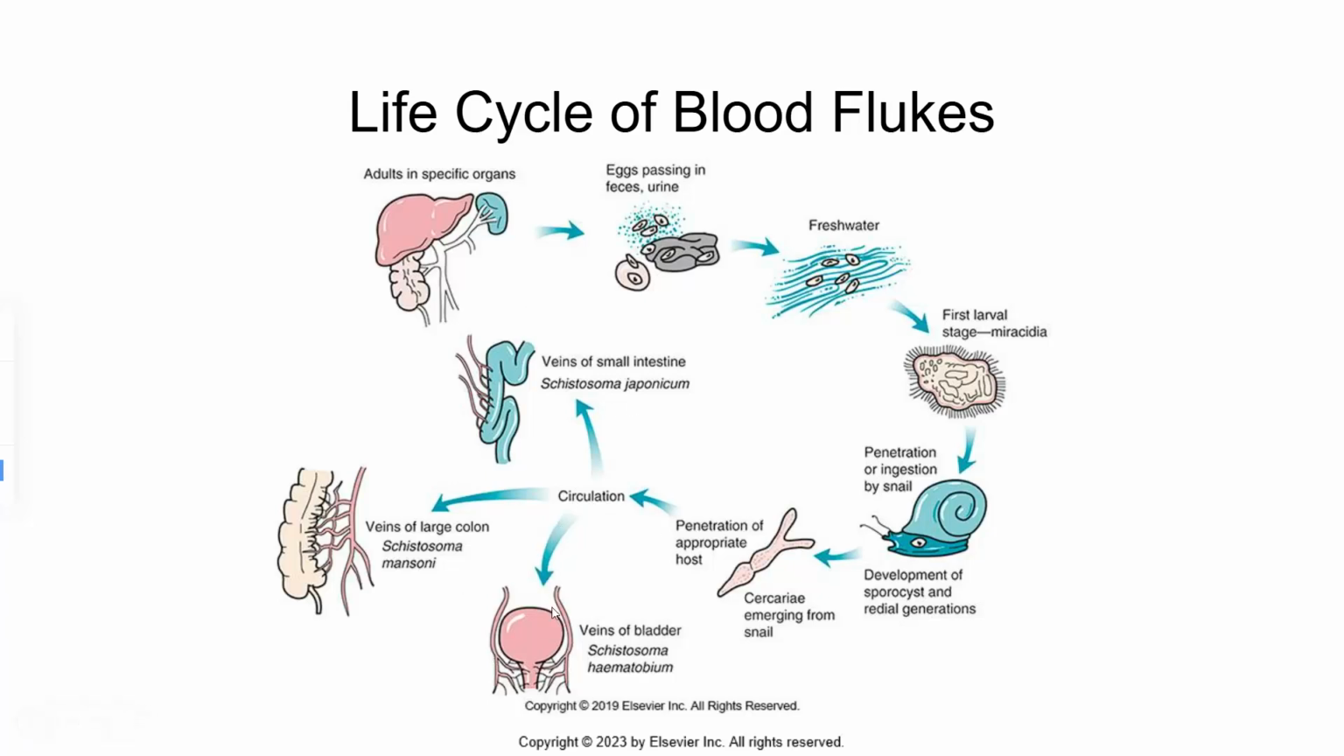So Schistosoma haematobium is going to go to the veins of the bladder, Schistosoma mansoni is going to migrate to the veins of the large colon, and Schistosoma japonicum is going to migrate to the small intestine. Then you'll have adults in the specific organs and where they implanted.